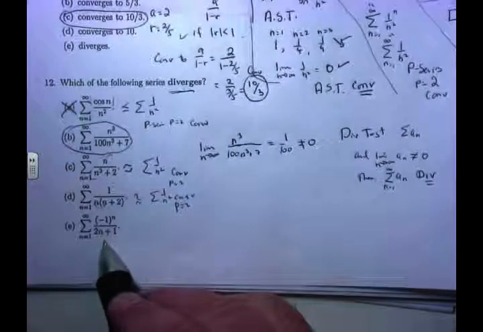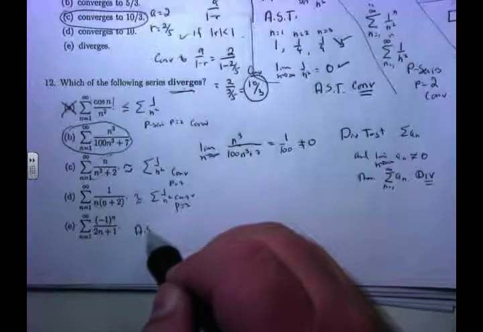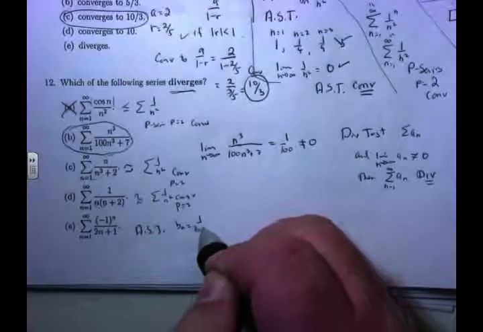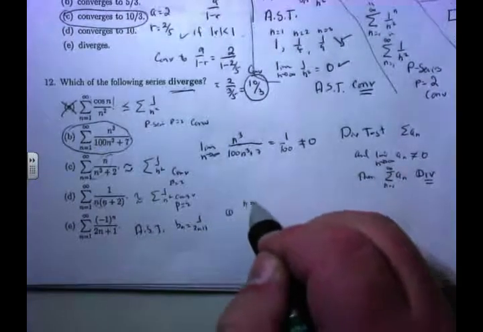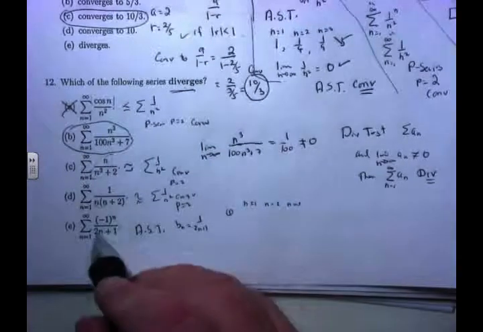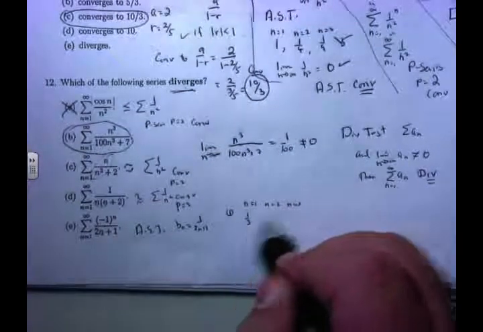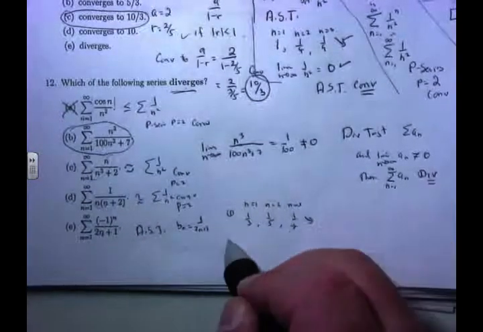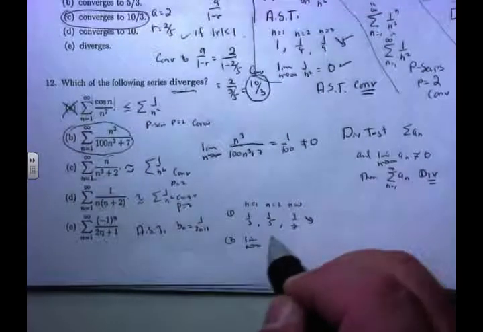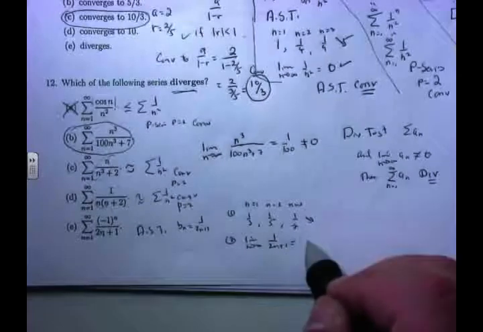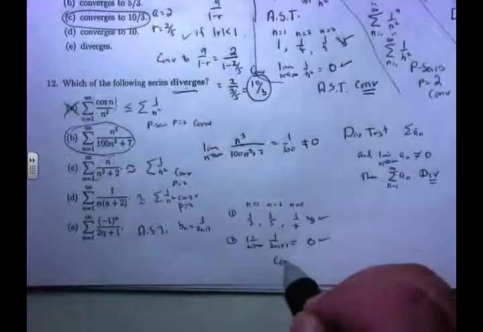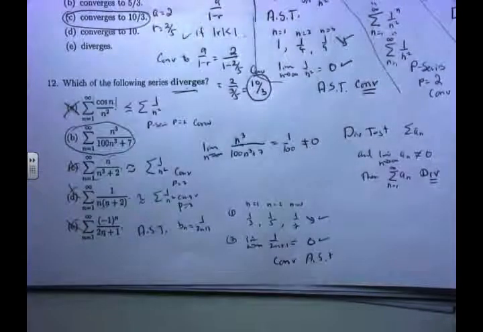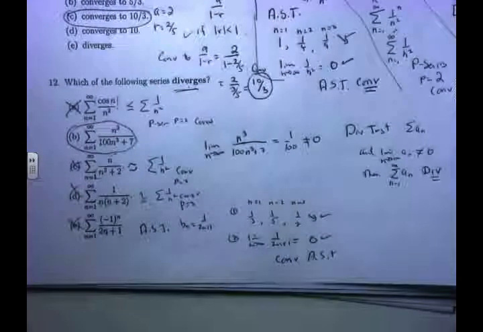And what about this guy here? What test would you use on this guy? I would use the alternating series test on this one. And with this one, your b n part is 1 over 2n plus 1. And number 1, when you write out your terms, 2 times 1 is 2 plus 1 is 3, so this is 1 third. The next one's going to be 1 fifth. The next one's going to be 1 seventh. You'll notice the terms go down. And number 2, the limit as n approaches infinity of 1 over 2n plus 1 is equal to 1 over infinity, which is 0. It converges by the alternating series test. It converges, converges, converges. The only one that diverged was B, and I've been using the divergence test to show it.